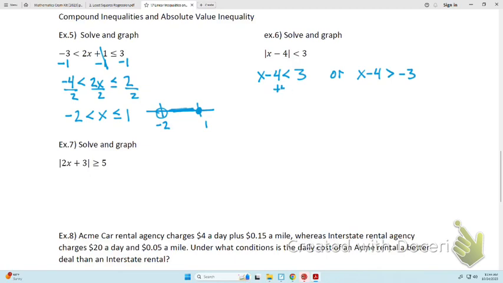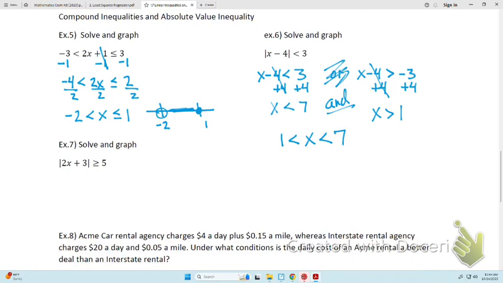Add 4. And x is smaller than 7. Add 4. And x is larger than 1. These two agree. This isn't an or situation. This is an and situation. This means 1 is less than x, which is also less than 7.